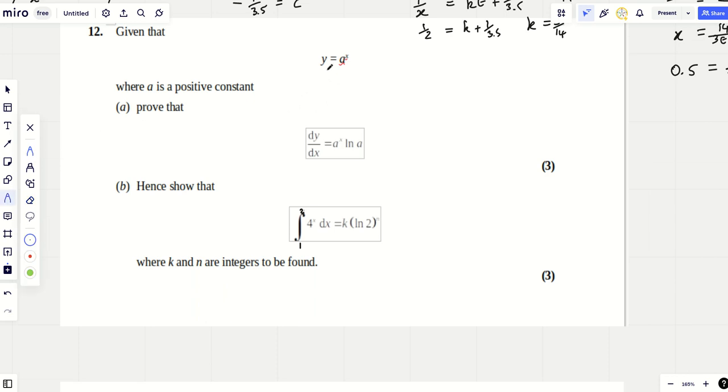So, question 12. We've got y equals a to the x. We've got to show that dy by dx is a to the x ln a. Well, we can do this. We really can. It does not equal x a to the x minus 1.